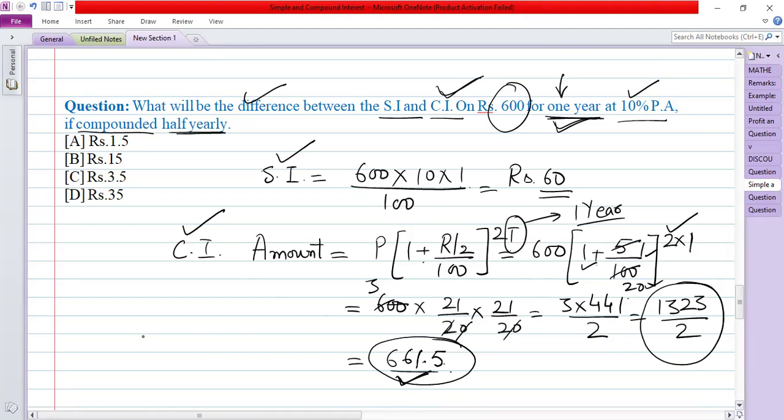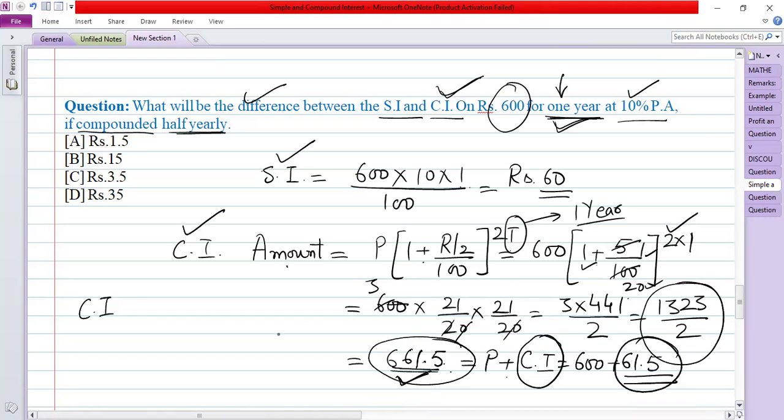Now, what will be our compound interest? Actually for that, this amount means 661.5. Obviously, this is principal amount plus the compound interest. And obviously, principal amount was 600. So what was the compound interest? It is 61.5. Okay. So, difference between compound interest and simple interest. So, compound interest is 61.5. What is the simple interest? It is 60, and that will be nothing but 1.5 rupees. Rupees 1.5.